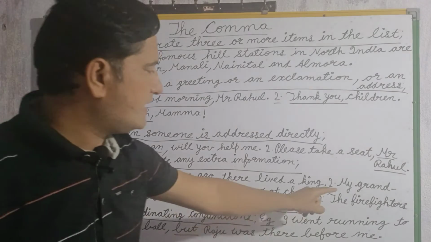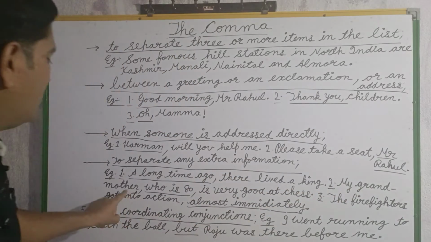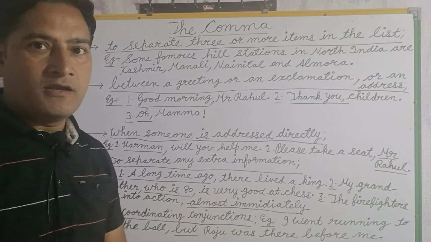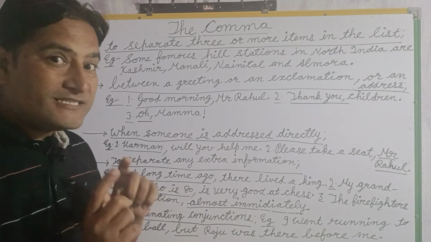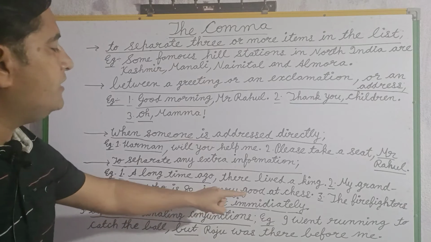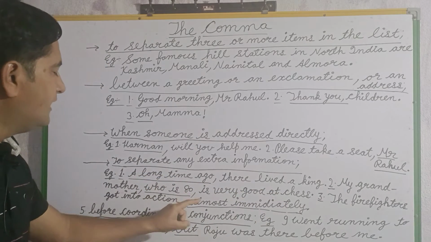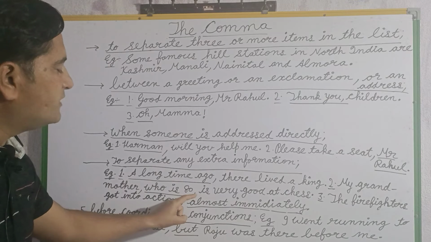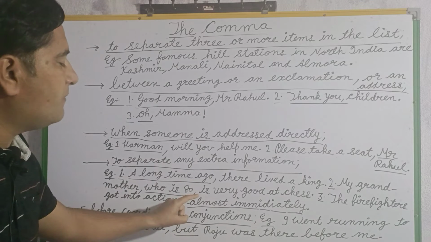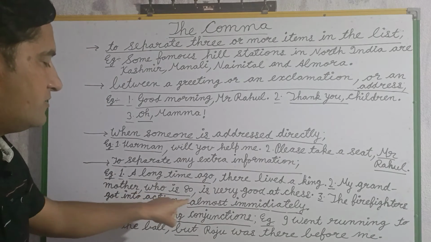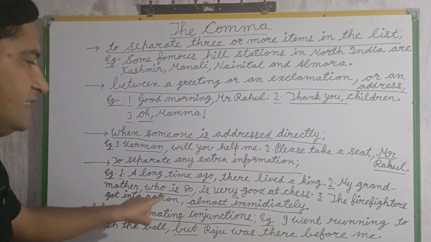Let's see the second sentence. My grandmother, who is 80, is very good at chess. So it is extra information, and here commas have been used in the middle part of the sentence. I have underlined it so that you could easily see it.